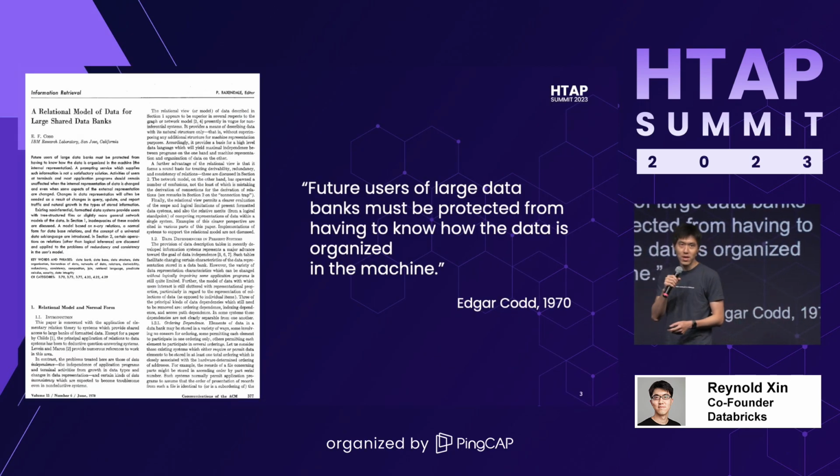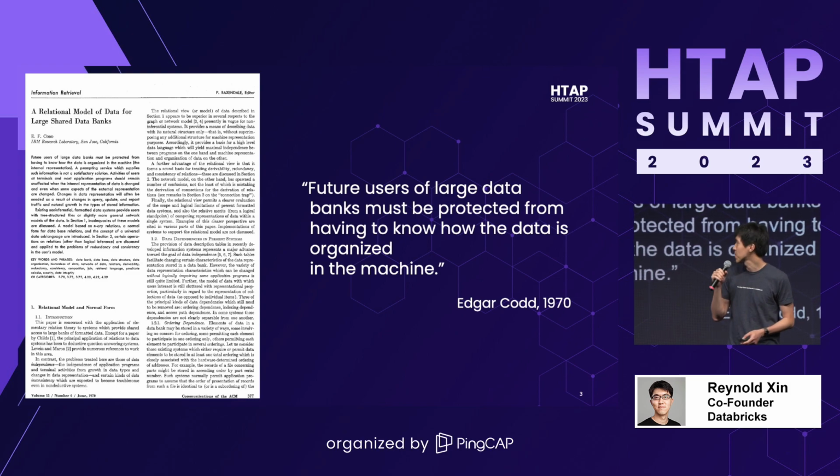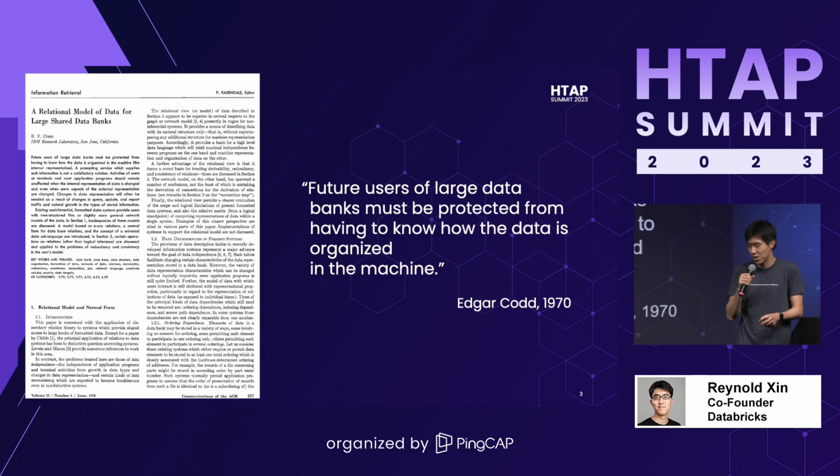So the whole field of relational databases really started, I think, almost 50 years ago when Ed Codd published a seminal paper, which actually won him a Turing Award. The paper's title is A Relational Model of Data for Large Shared Data Banks. As you can see, at the time, the term databases wasn't even commonly used. He used the term data banks. The most important sentence of the entire paper, in my mind, is the very first sentence in the abstract. It states, future users of large data banks must be protected from having to know how the data is organized in the machine. All right, it's stated in 1970.